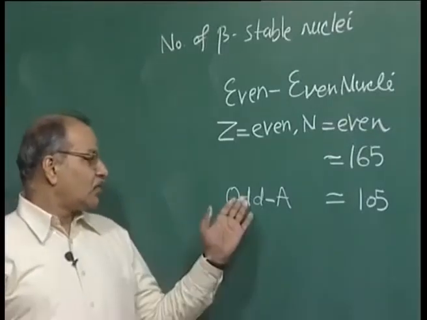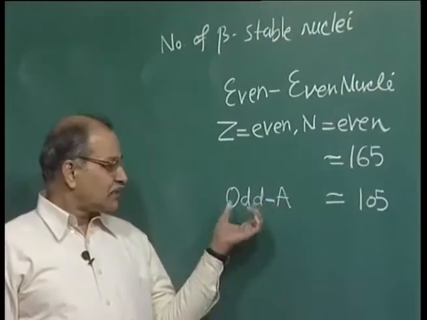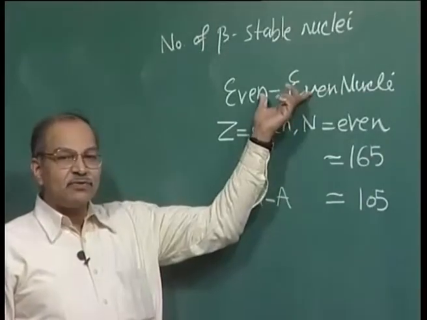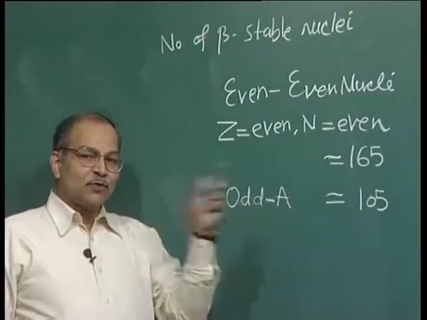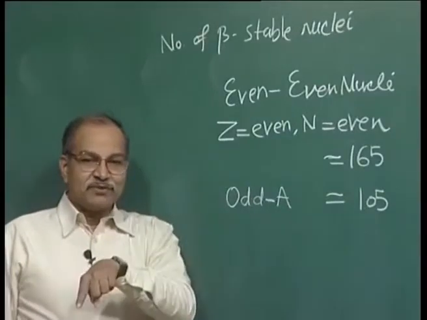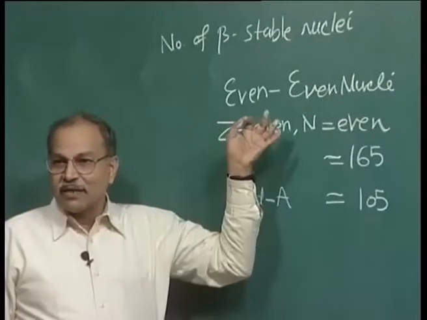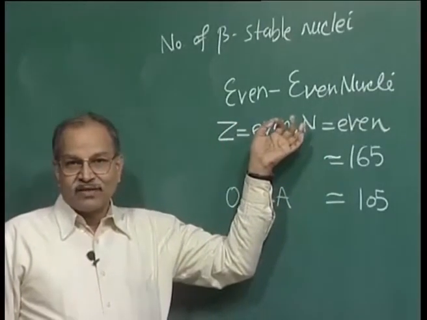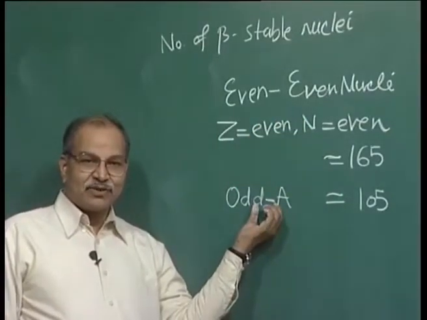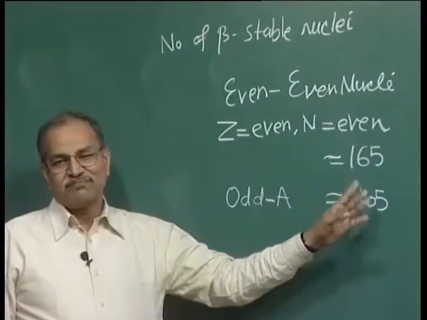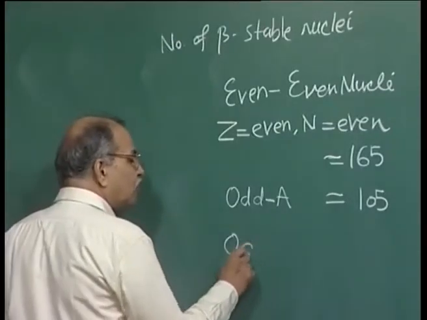So either Z is odd and N is even, or Z is even and N is odd. That is known as an odd A nucleus. This is an even nucleus, this is an odd A nucleus. A is odd means one of them is even and one of them is odd. If you search for all such nuclei which are stable against beta decay and for which one of the two is even and the other odd, that number will be around 105, on this side and that side.